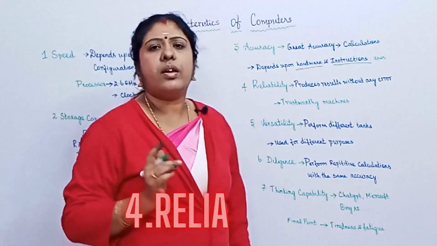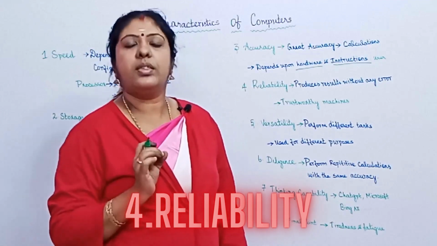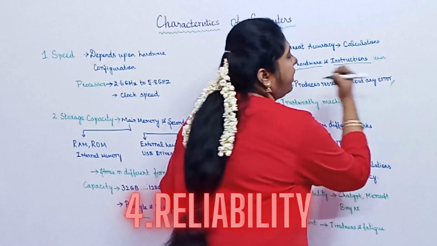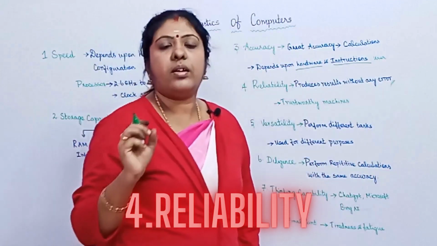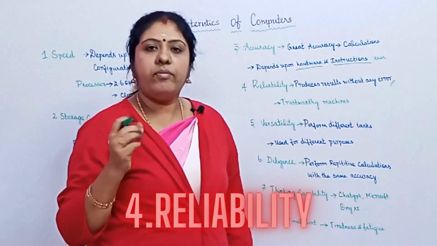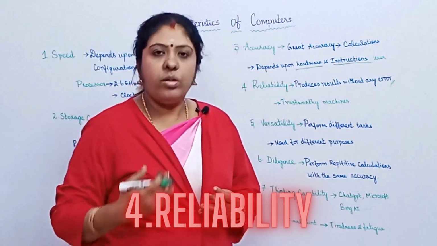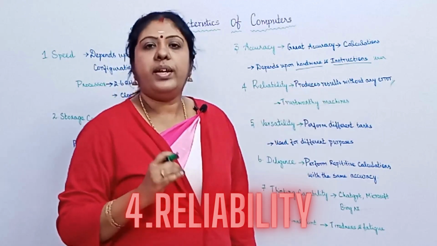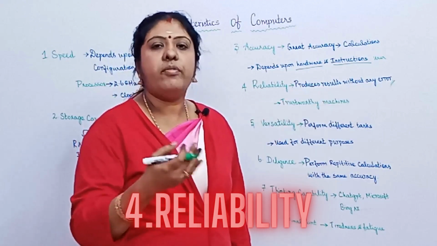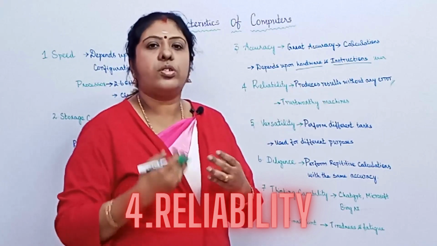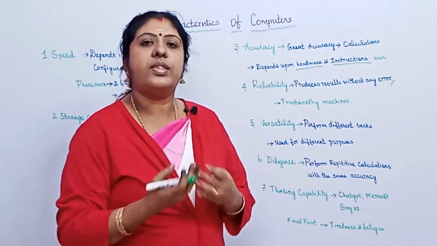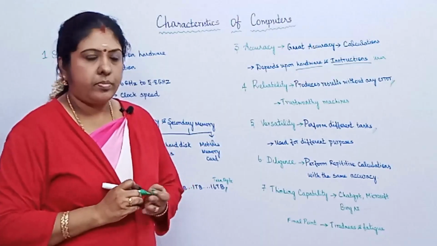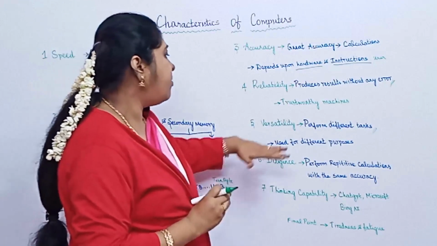And then next comes the reliability. That is, computers are considered very trustworthy machines since they produce results without any error. Even if any error occurs, it is an error made by the user itself. The computer does not produce any error. It has been instructed to do whatever the user queries, and it can solve it or produce the result. That is the reliability.